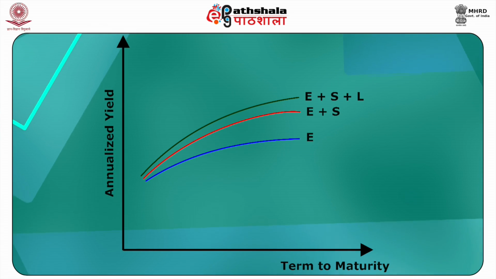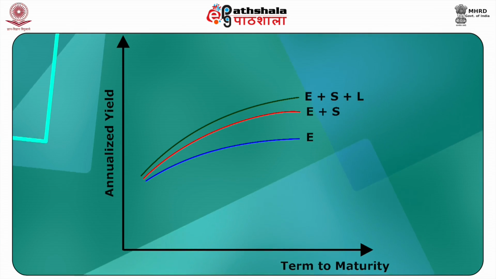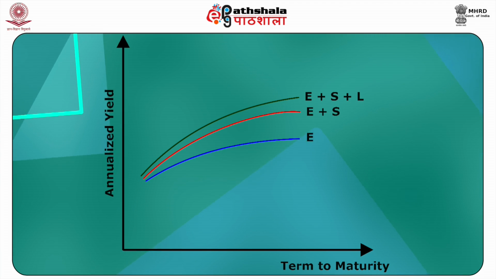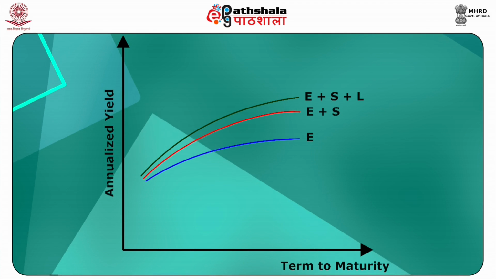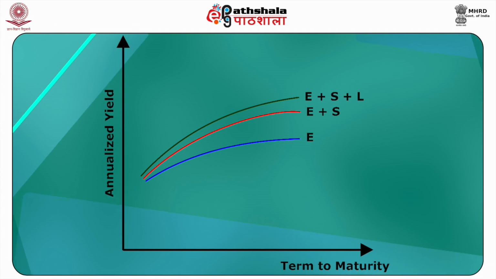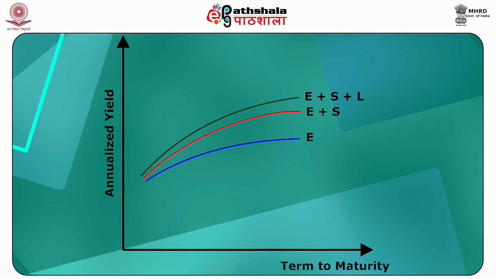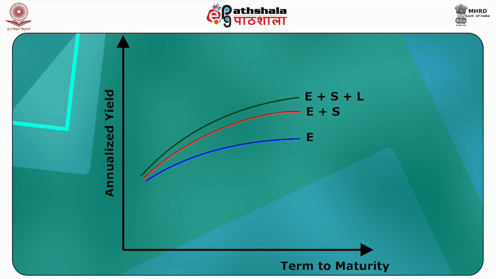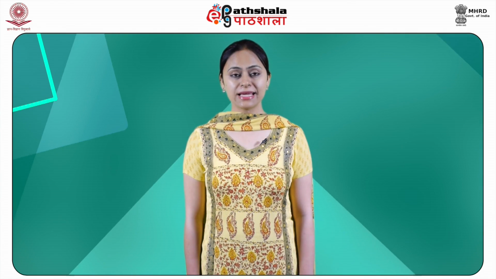The segmented markets condition 2 also favors the upward sloping yield curve. When conditions 1 and 2 are considered simultaneously, the appropriate yield curve may look like curve E plus S. The third condition relating to liquidity would then place a higher premium on the longer term securities because of their lower degree of liquidity. When this condition is included with the first two, the yield curve may look like curve E plus S plus L. In this example, all the conditions place upward pressure on the long-term yields relative to the short-term yields.